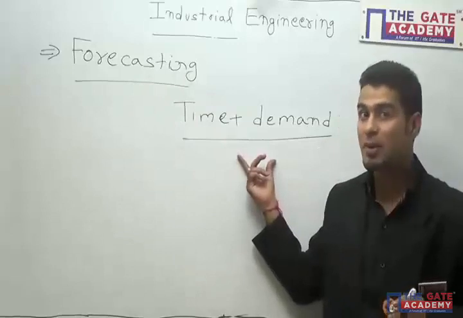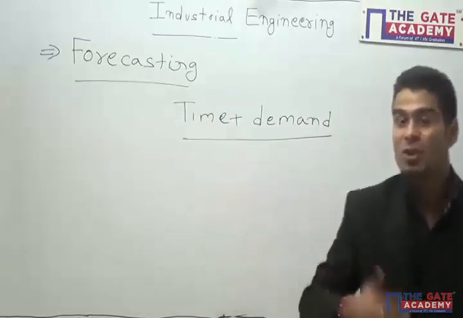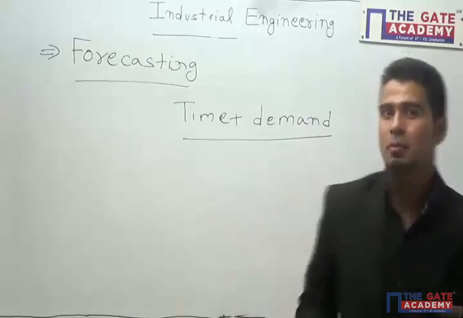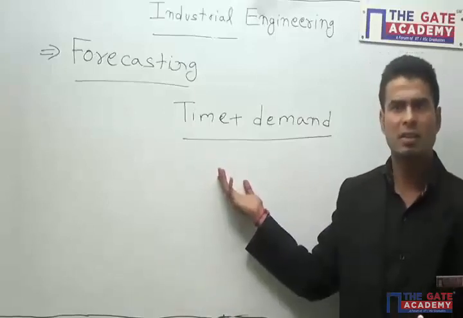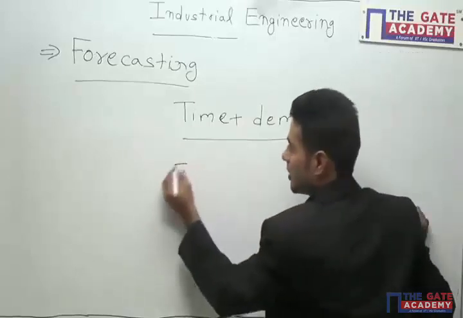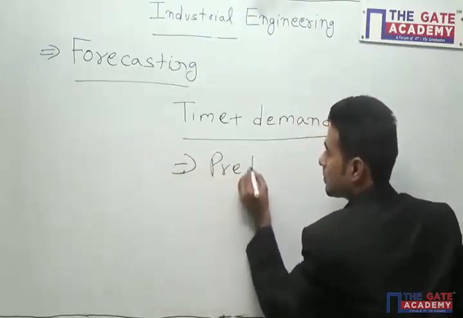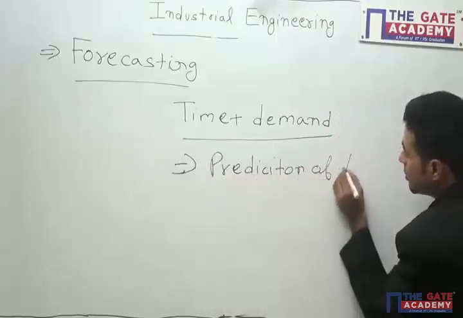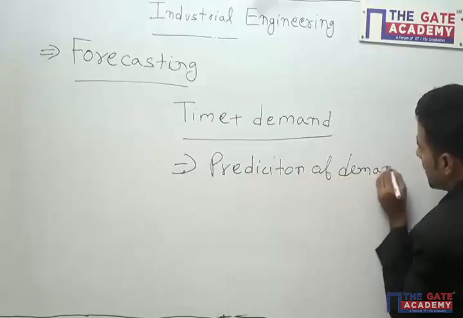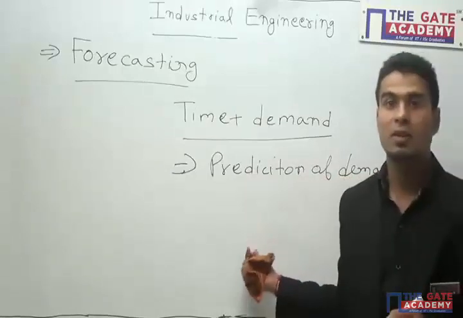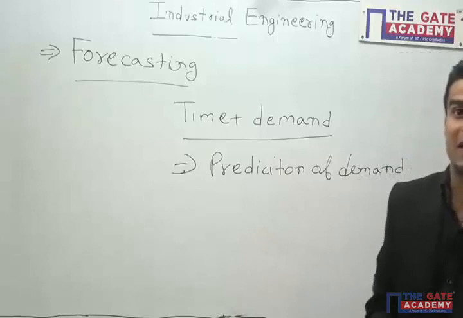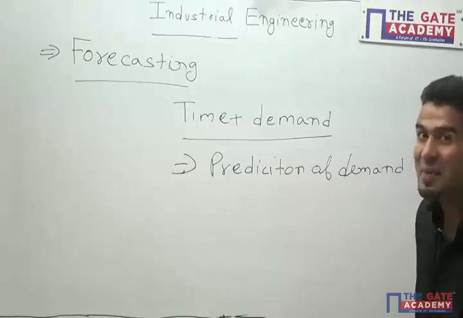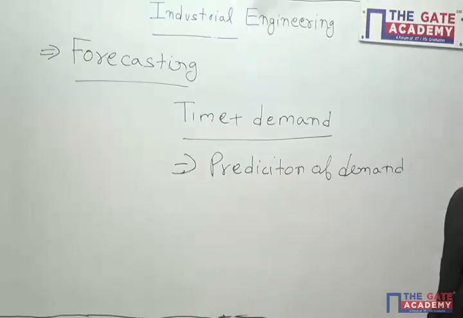What is the meaning of time and demand? For an example, I want to know the future demand. How can I know? By prediction. Is it correct? Yes. So if I say that it's a prediction of demand, is it correct or not? No, friend, it's not correct. Because it's not just a prediction of demand, it's a statistical prediction of demand.